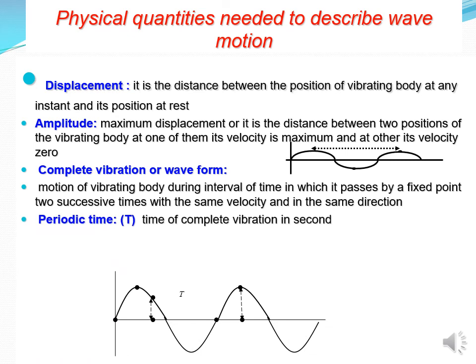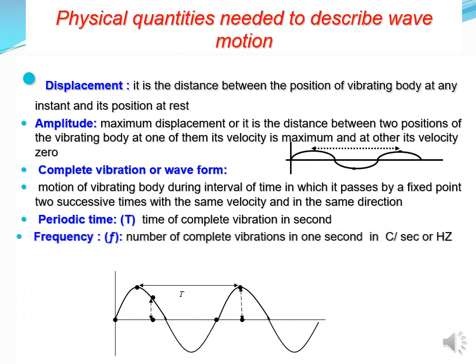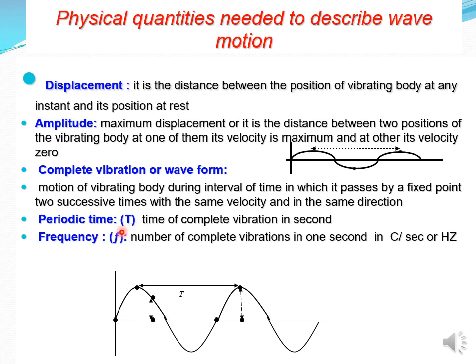Periodic time, capital T, time of complete vibration in second. Frequency F, number of complete vibrations in 1 second in cycle per second or hertz. يبقى اليونت of the frequency cycle per second or hertz، والfrequency number of complete vibrations in 1 second or number of complete waves in 1 second.